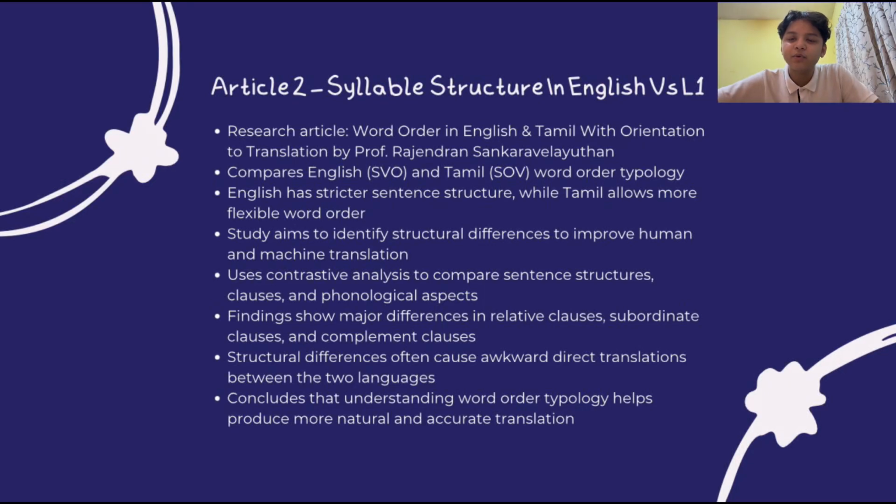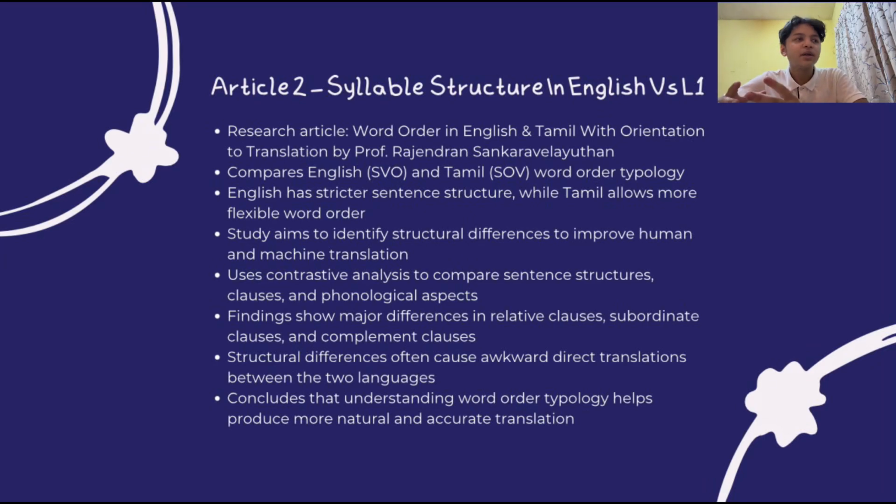Okay, so hello everyone. So for the literature review part, we selected the article Word Order in English and Tamil with Orientation to Translation by Rajendran Sankaravelayutan. The study focuses on the differences between English and Tamil word order typology. English follows an SVO structure, which means subject, verb, object, while Tamil follows an SOV structure or subject, object, verb.